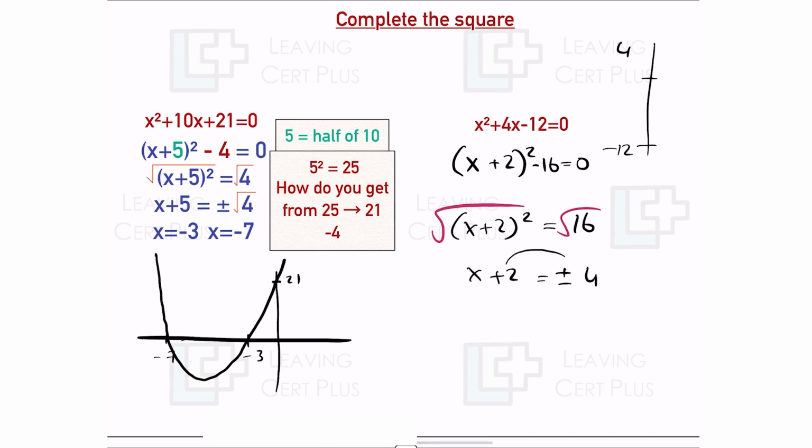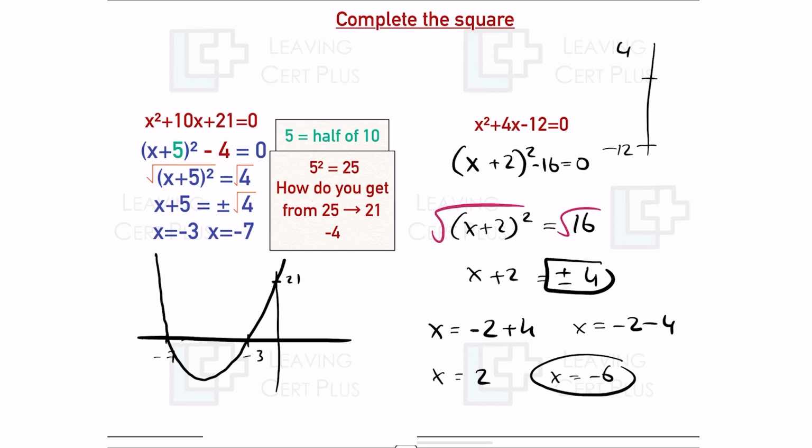Bring over your 2 and turn it negative. You've got x is equal to minus 2 plus 4, and x is equal to minus 2 minus 4. So it's plus or minus 4, hence we have two answers. So then you're going to get x is equal to 2 and x is equal to minus 6. So there are your two roots. Again, they're where it crosses the x-axis.